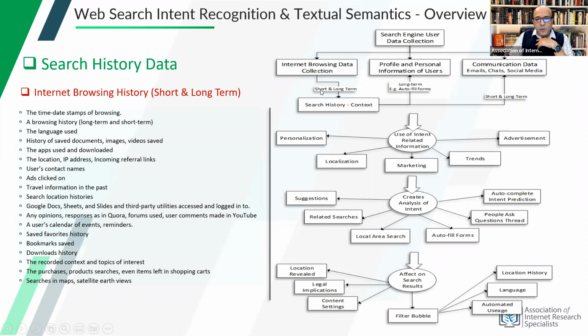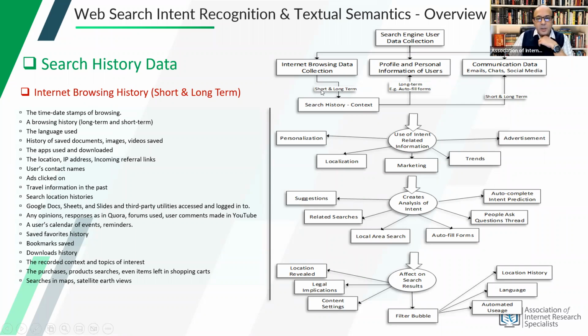Now, even before we do that, let's understand short-term and long-term collection of data. Short-term is something that you have browsed for, or you're in the process of browsing recently. And while you're in the same session, or you've logged into your browser and you're doing your searches, it is going to be a short-term history.